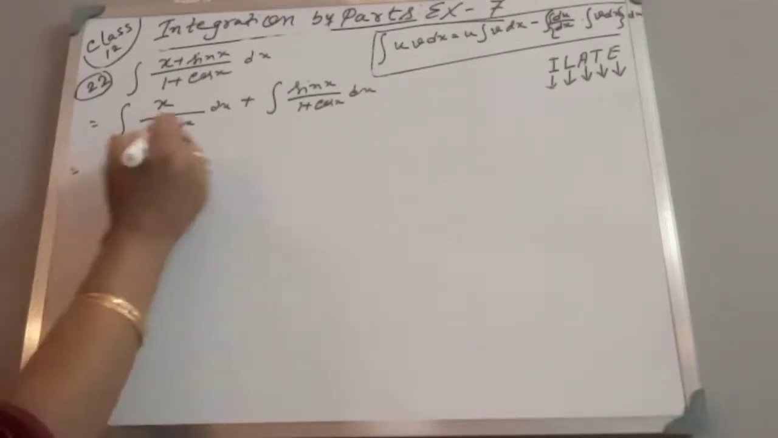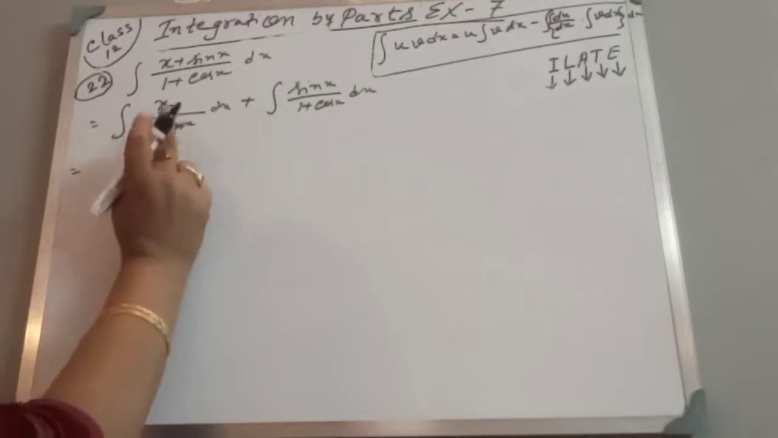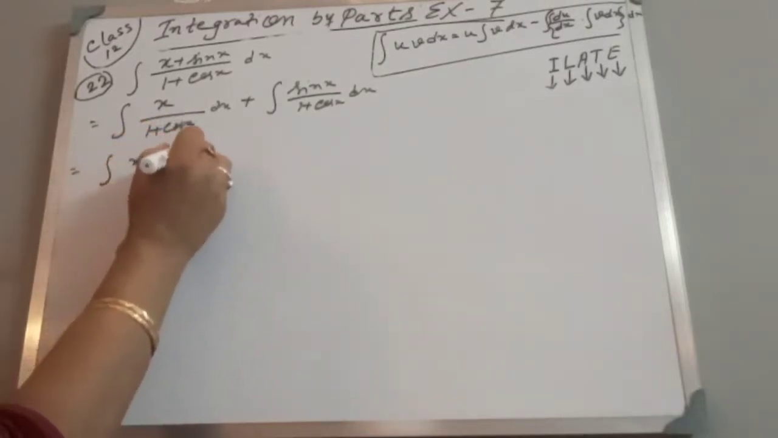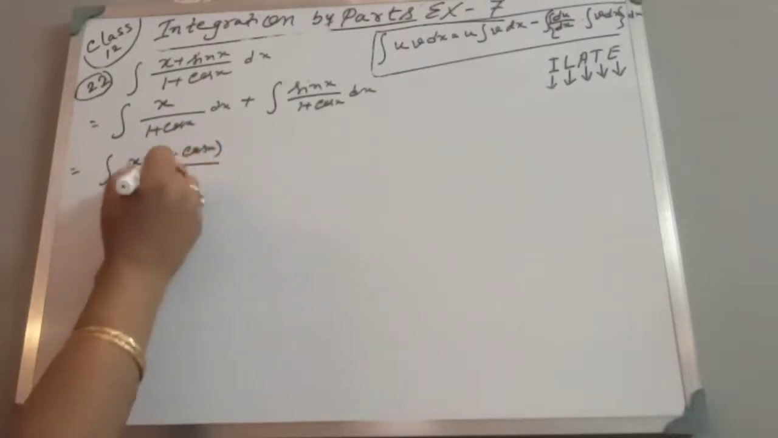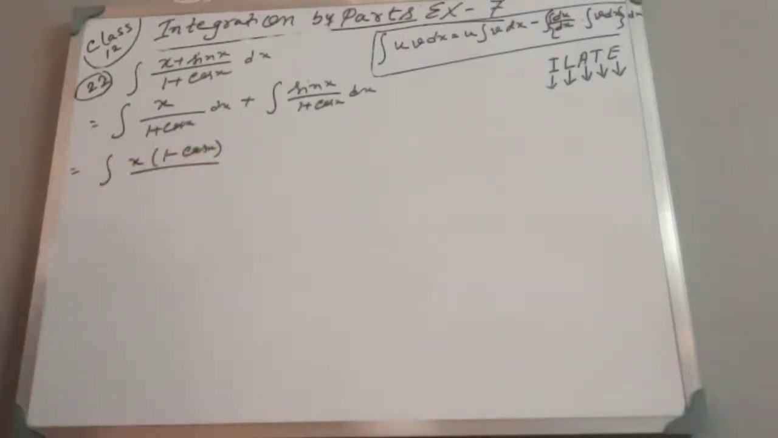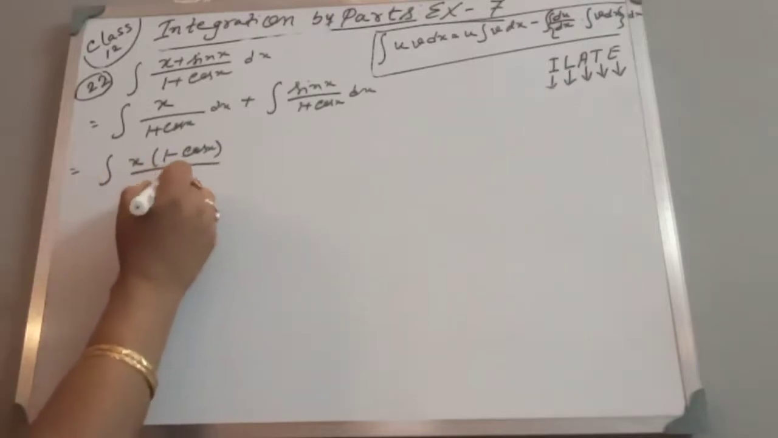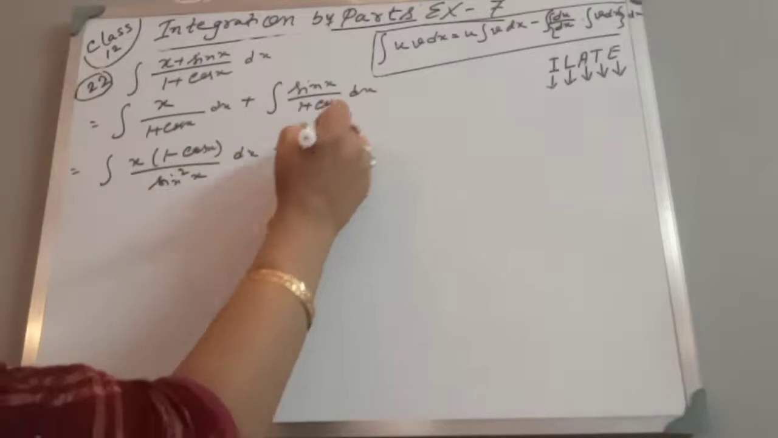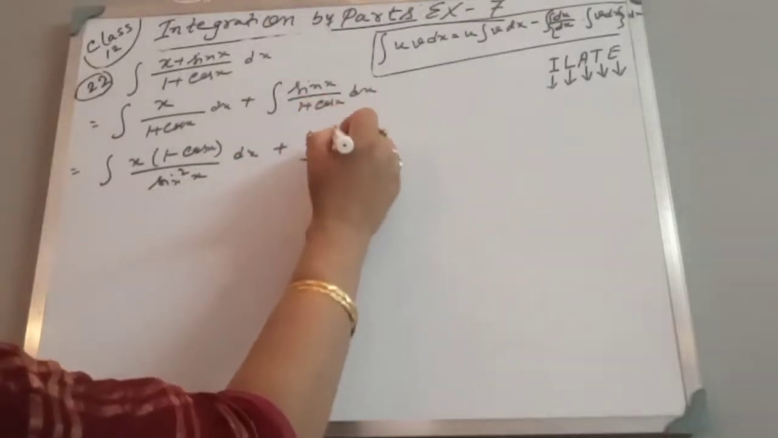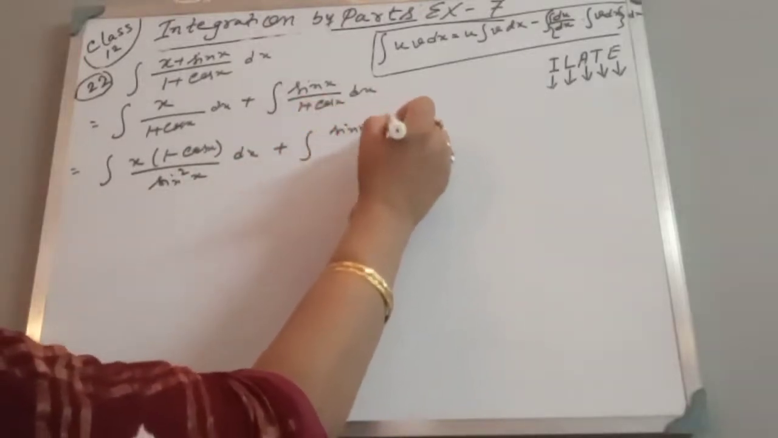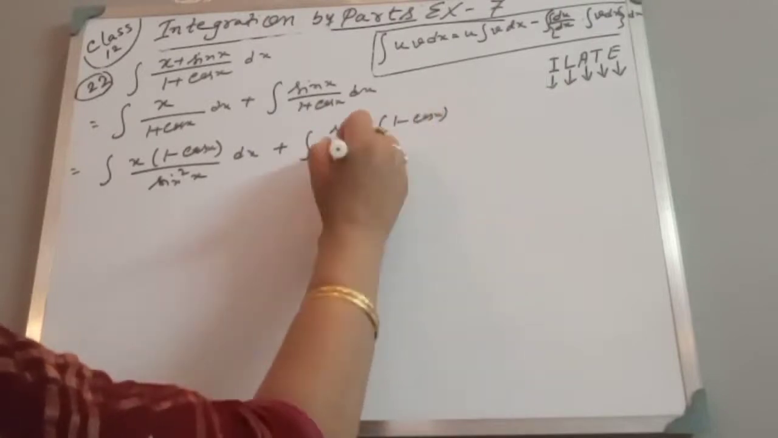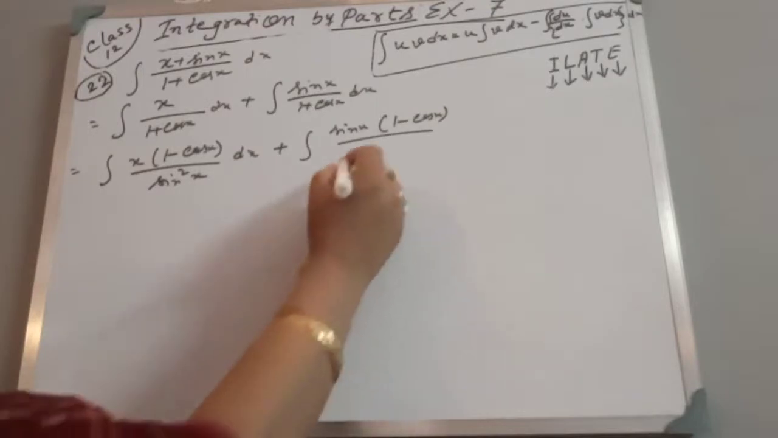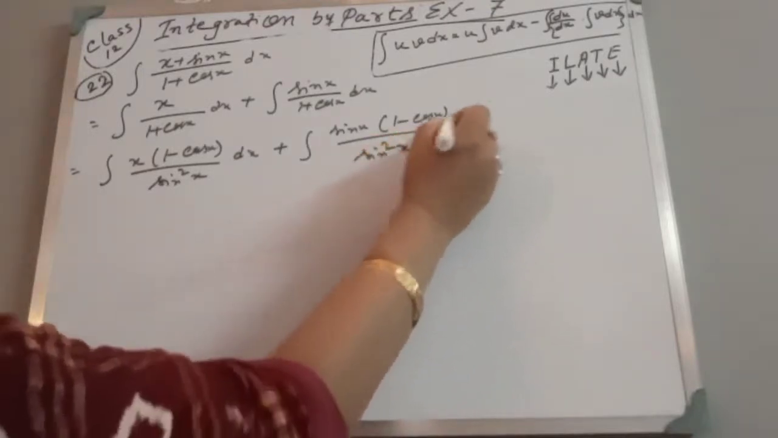Now what we will do, 1 plus cos x here, we can rationalize here. So what we will get, x into 1 minus cos x, and here 1 plus cos x into 1 minus cos x gives us 1 minus cos square x. So directly we can write sin square x dx plus integral, same thing we can do here. So it is coming sin x into 1 minus cos x. And here also 1 plus cos x into 1 minus cos x, 1 minus cos square x. So directly it is coming sin square x dx.